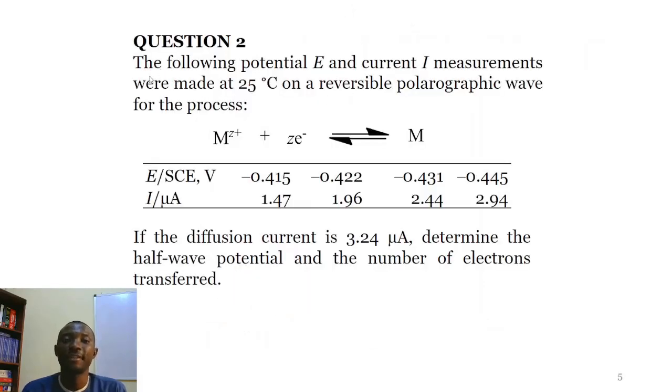Question 2 says the following potential E and current I measurements were made at 25 degrees C on a reversible polarographic wave for the process MZ+ being reduced to M. These are the potential values, all negative, measured against saturated calomel electrode. The currents are in microamperes. It says if the diffusion current is 3.24 microamperes, determine the half-wave potential and the number of electrons transferred.